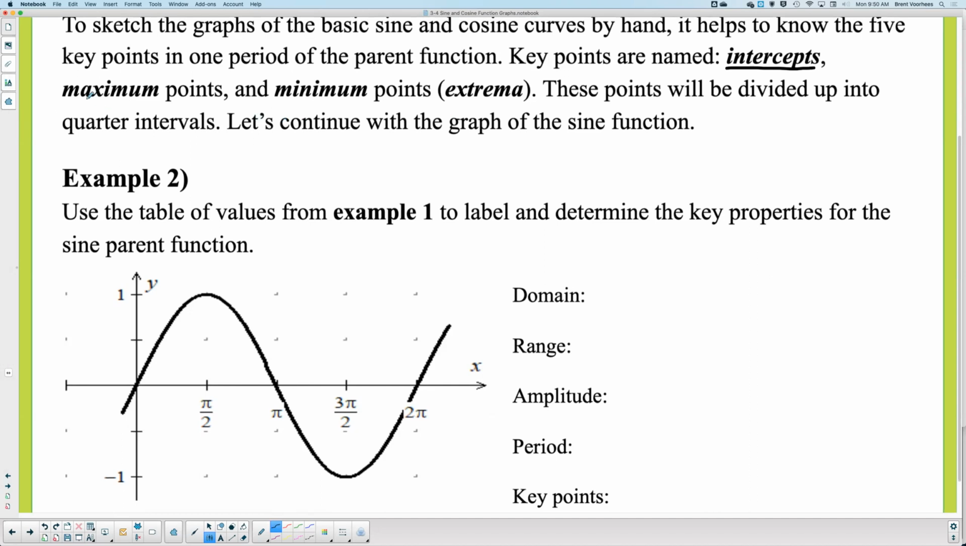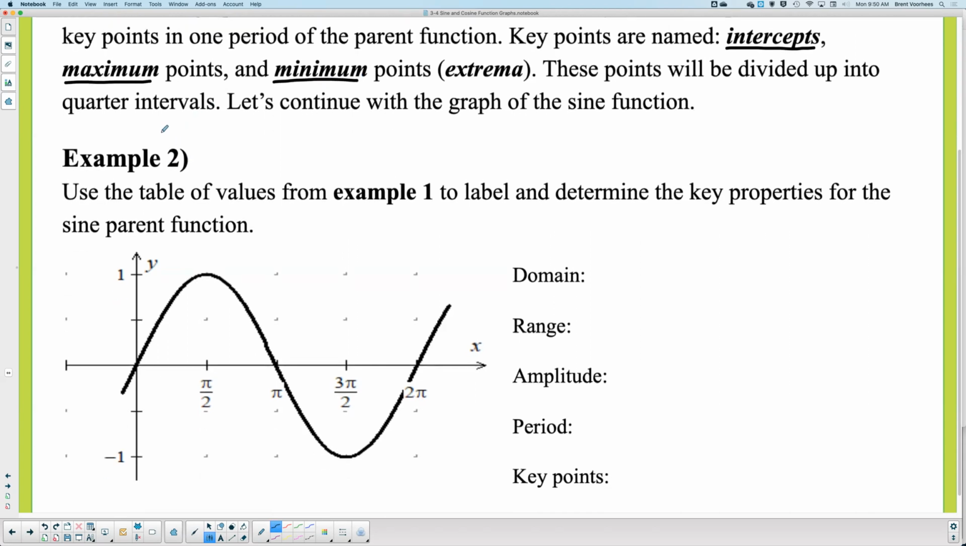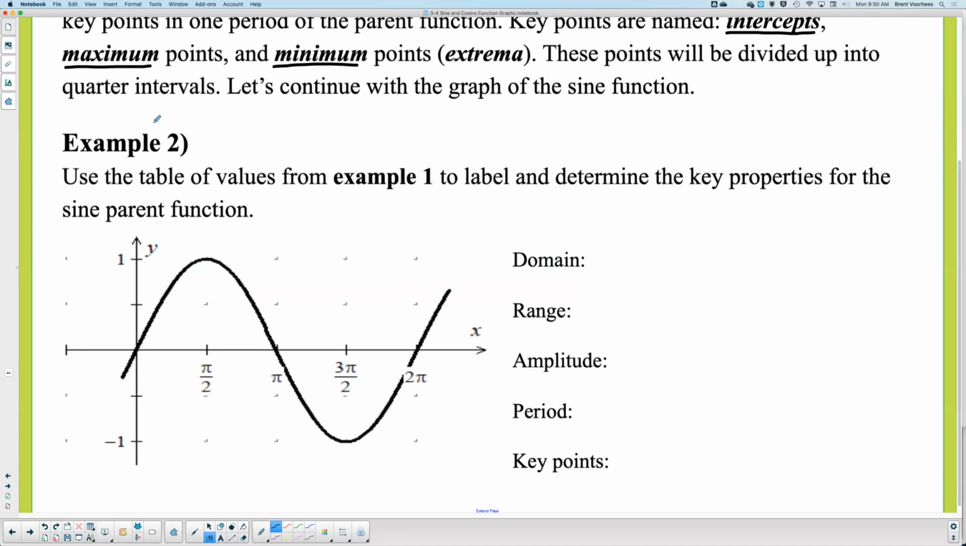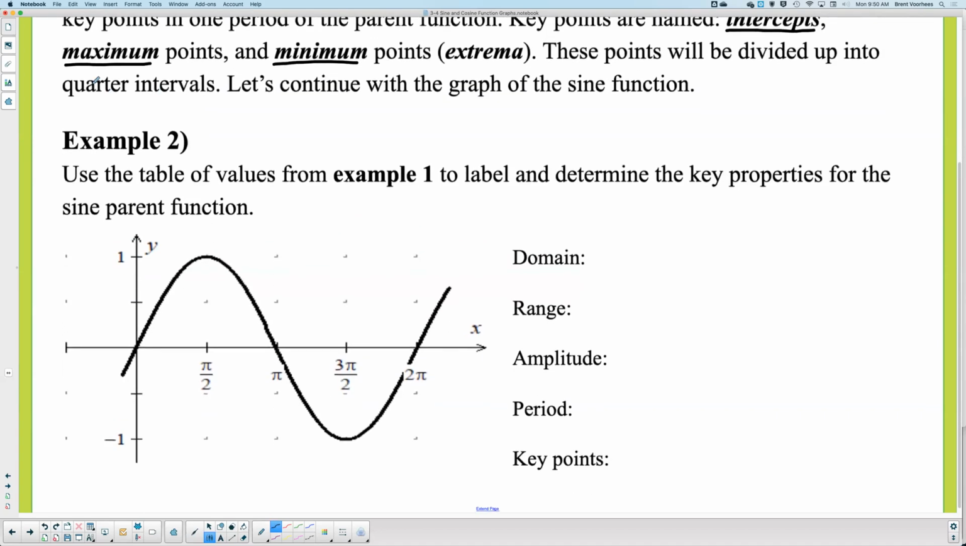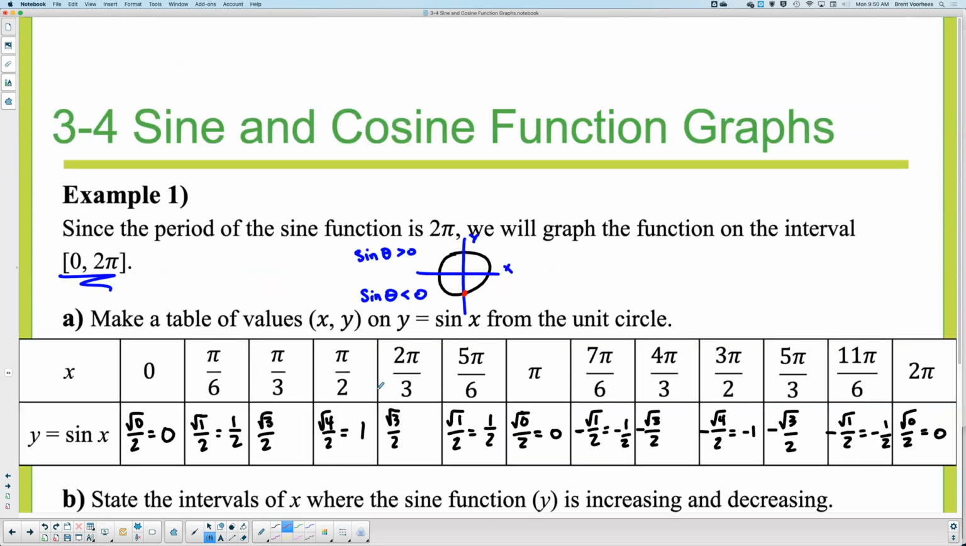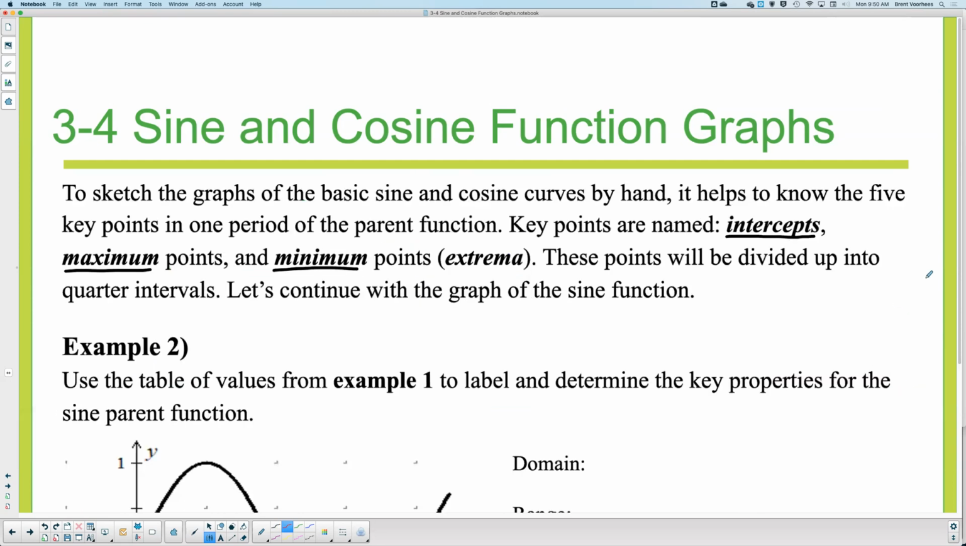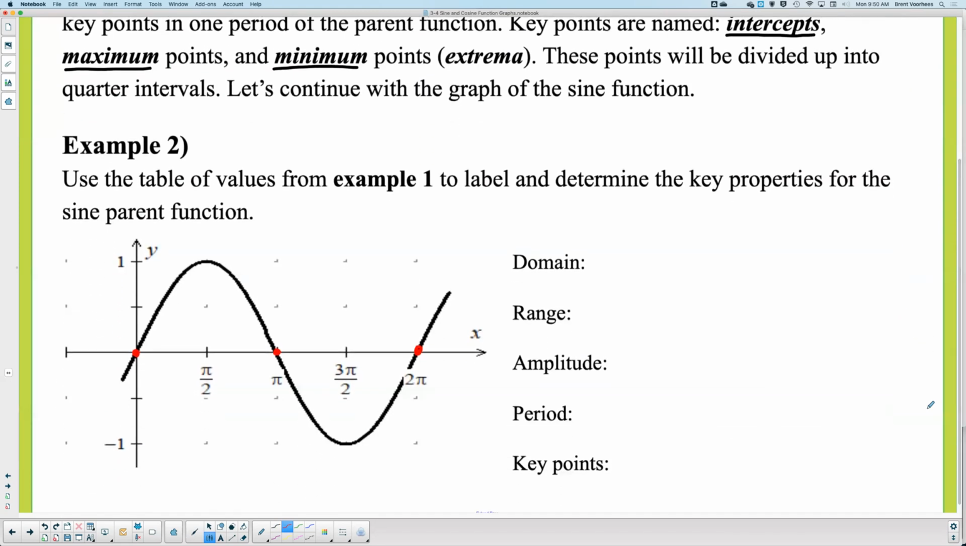Very good. Maximum points and minimum points. Now for sine and cosine, there will be 5 key points in any one period. So use the table of values from example 1 to label and determine the key properties for the sine parent function. So here's what we're going to do. I'm going to label your 5 key points. Now, the 5 key points, we had 3 zeros. You can look back at your chart. Where did the 3 zeros occur? Origin, pi, 2 pi. Those were the 3 zeros that the sine function hits in one cycle.